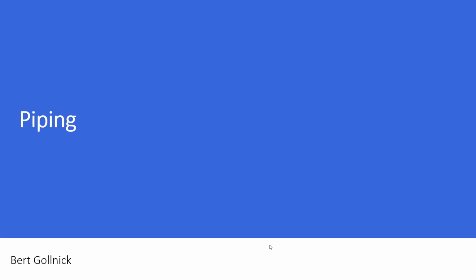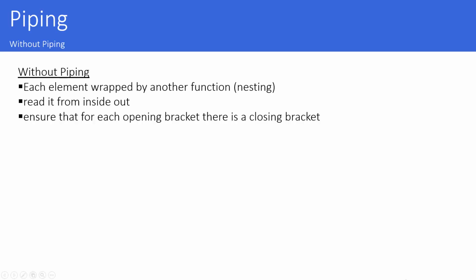In this lecture I will present a technique called piping. To understand why piping is helpful, we need to understand the drawbacks if piping is not used. Without piping you have a function with parameters. And if you want to feed this result to another function, you wrap the other function around the first one. And possibly you do this again and again.